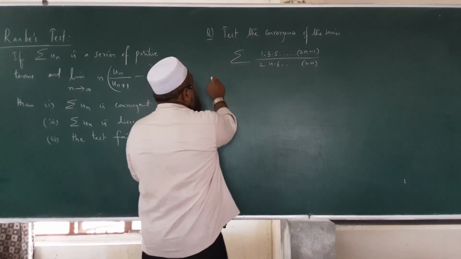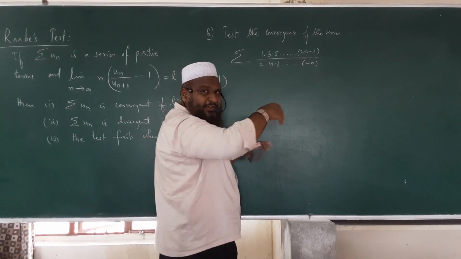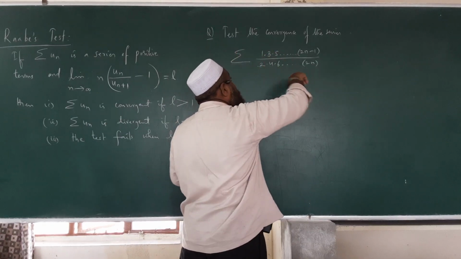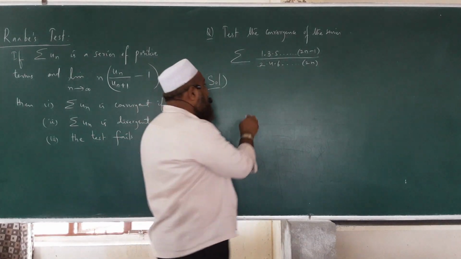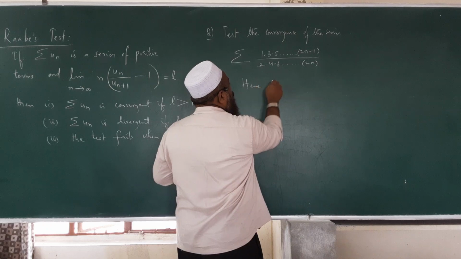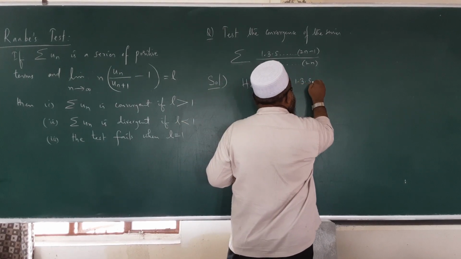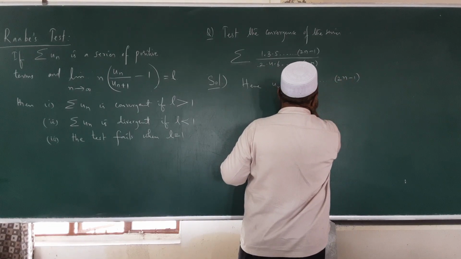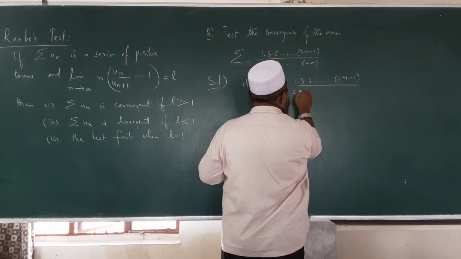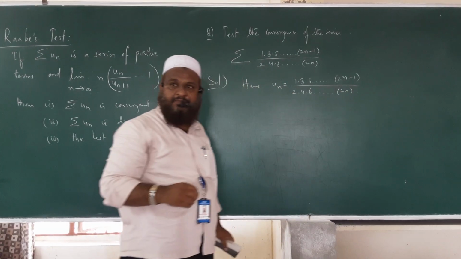Now, simply, systematically I'll write it. Shall I skip some of the terms by calling this sigma un and then un will become this one? Shall I write it directly as un? So what is un in this case? Here un is equal to 1 into 3 into 5, so on up to, divided by, so on up to 2n. This is un.